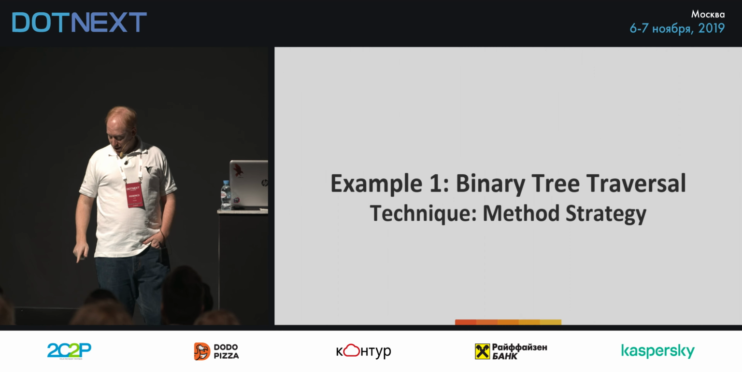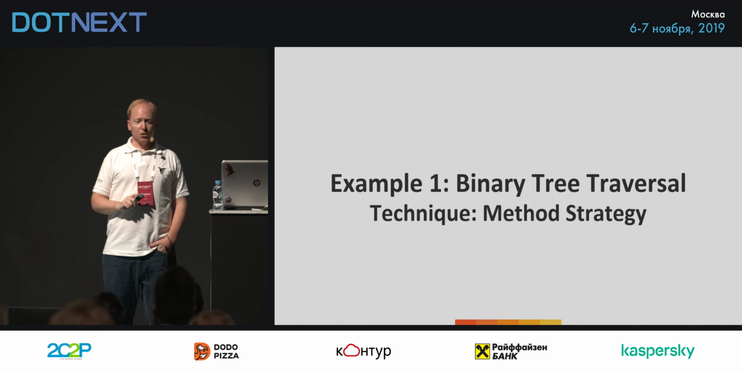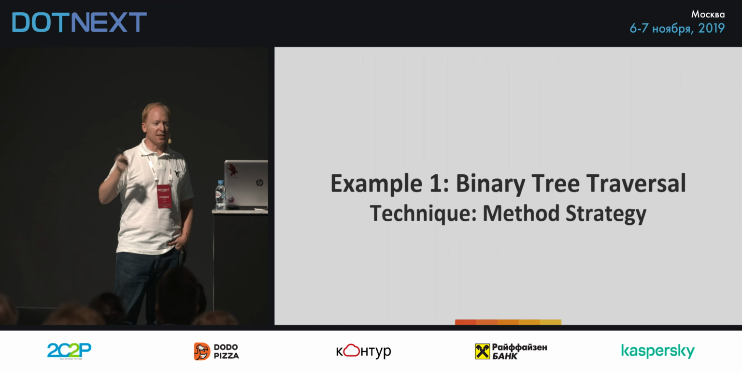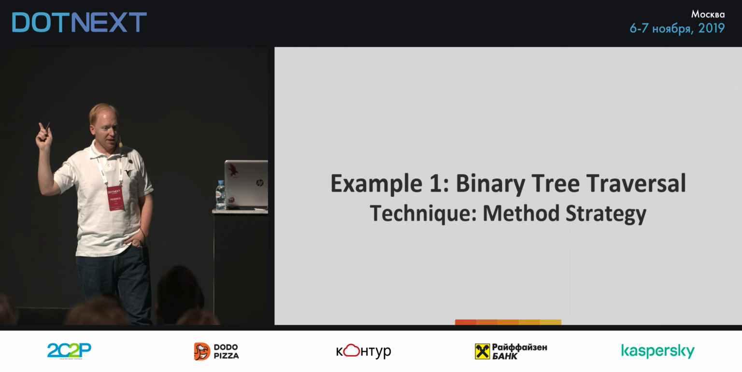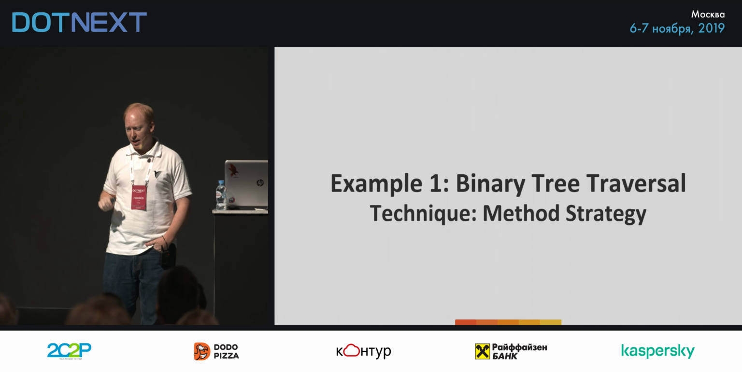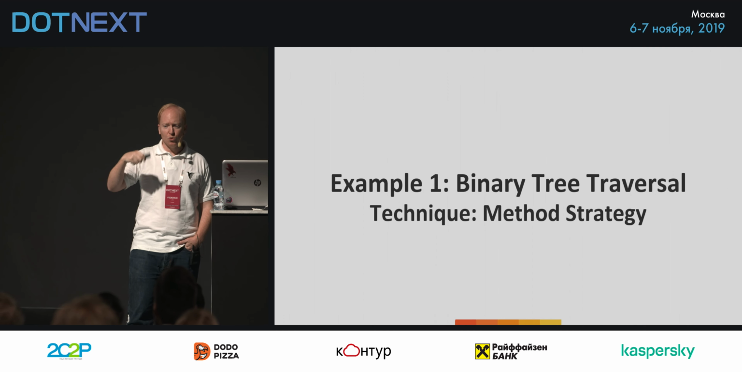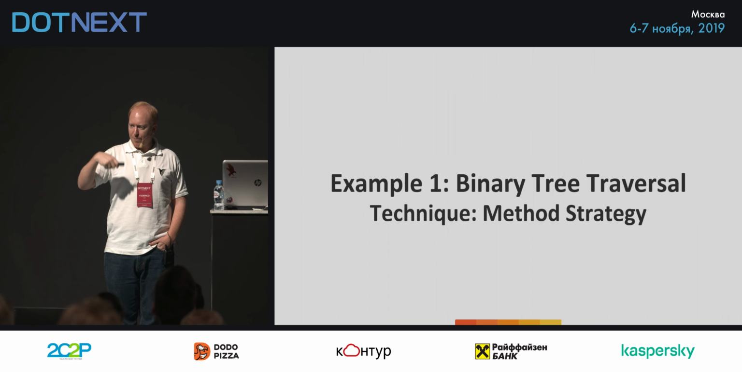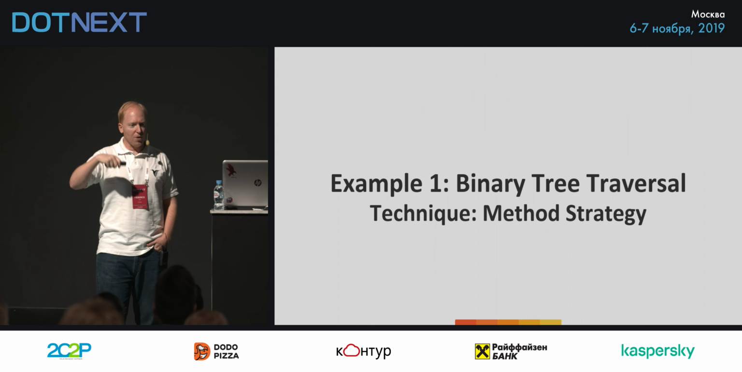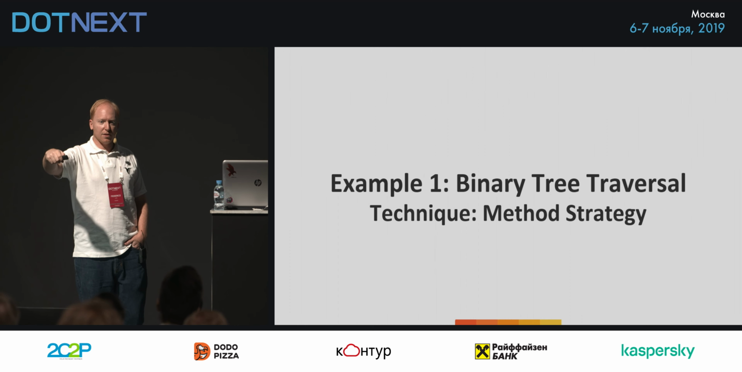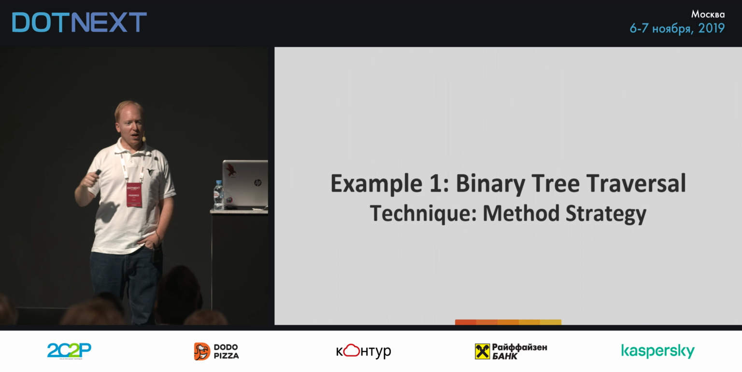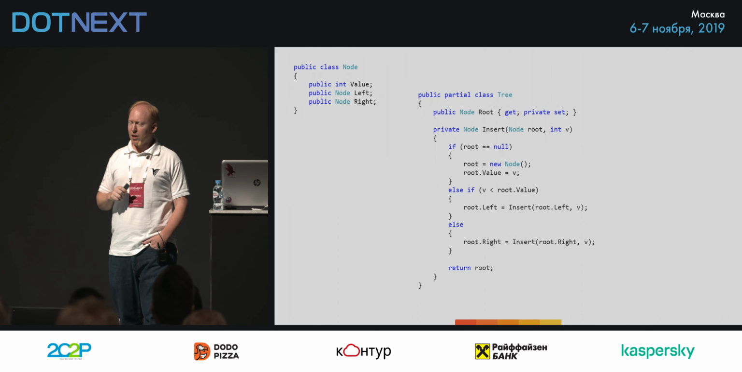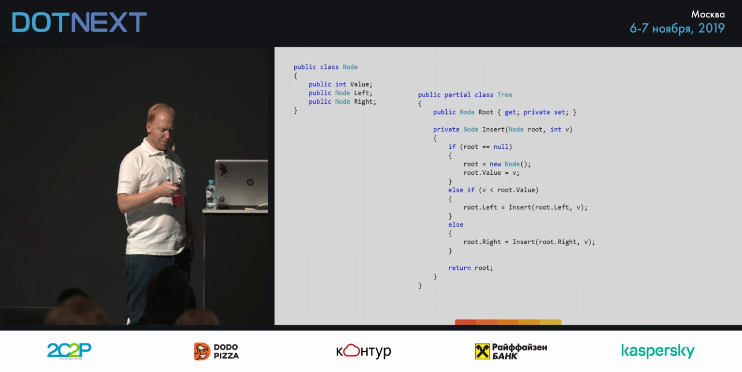Nice. And the technique we are going to use with this binary tree is a method strategy. In some sense, similar to what we saw in that slide, but we are going to do all the steps. We are going to start from the basic code and see how we are going to implement the method strategy to actually achieve our goal. So we are going to start with something very, very simple.